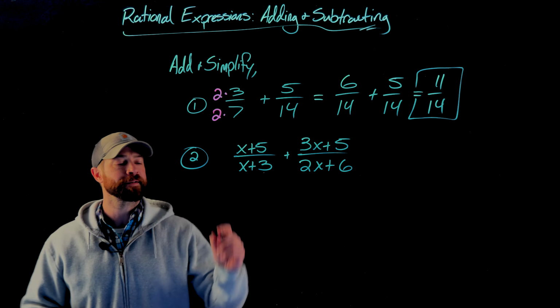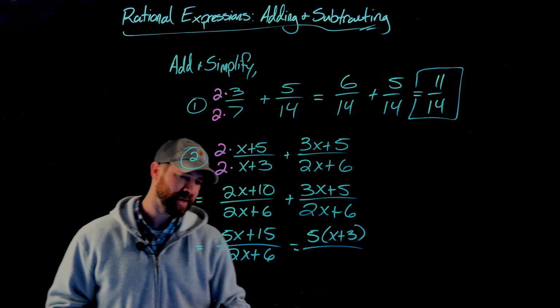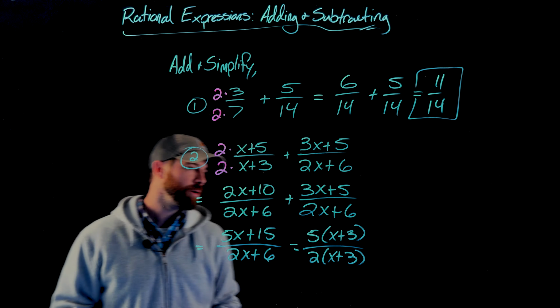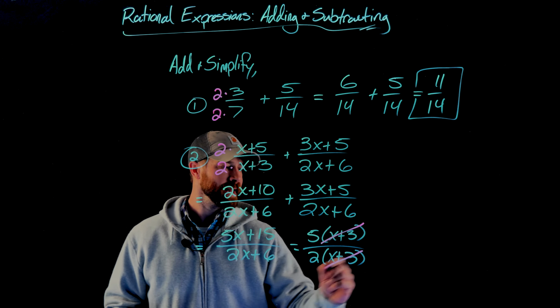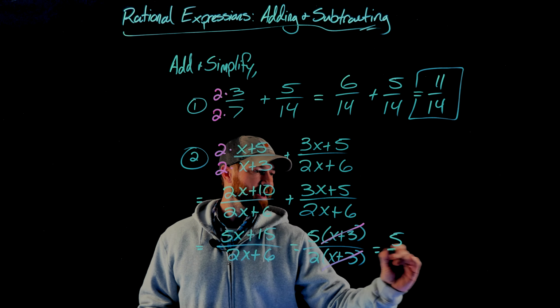Now what I need to always do, after I've added these together, is check to see if I can reduce this further. I do that by factoring. In the numerator, I'm going to factor out the greatest common factor of 5. I'm going to factor out the greatest common factor of 2 in the denominator. And lo and behold, I do have a shared common factor of x plus 3. This simplifies down into 5/2.